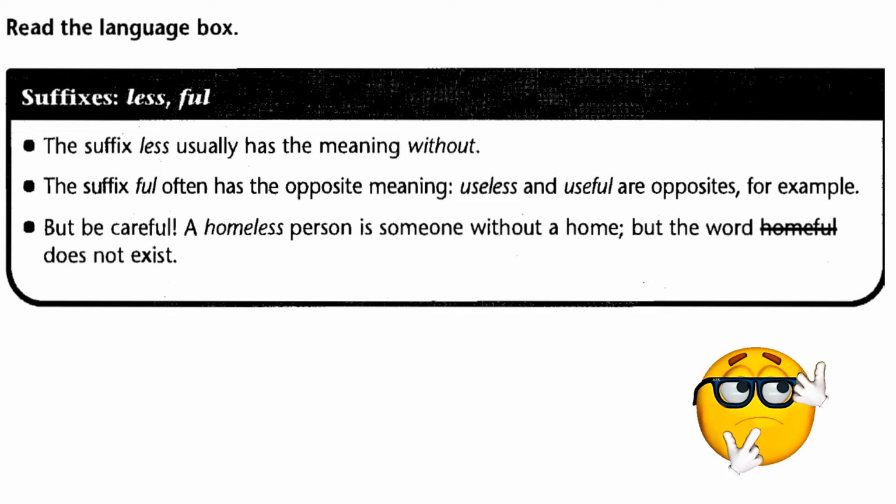Read the language books. Suffixes, less, full. Suffixes means the addition that we put it at the end of the word. The suffix less usually has the meaning of without. The suffix full often has the opposite meaning. Useless and useful are opposite. For example, but be careful. A homeless person is someone without a home, but the word harmful doesn't exist.